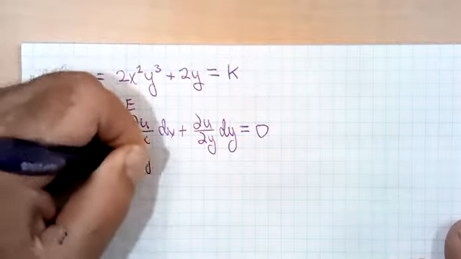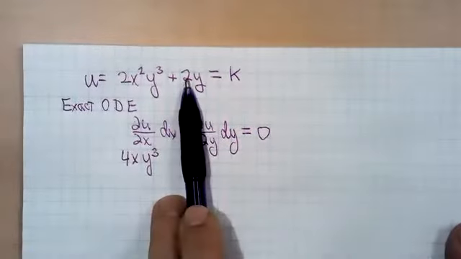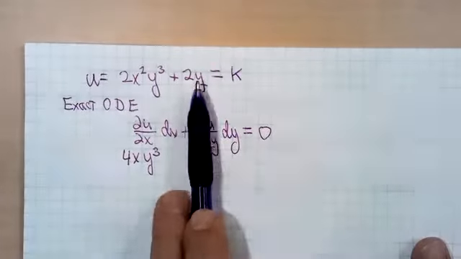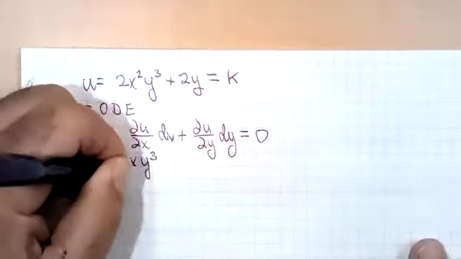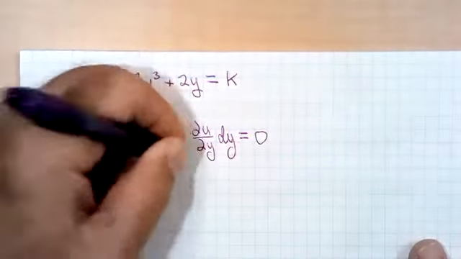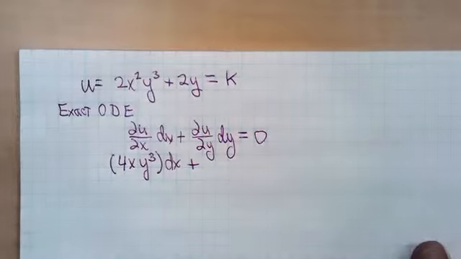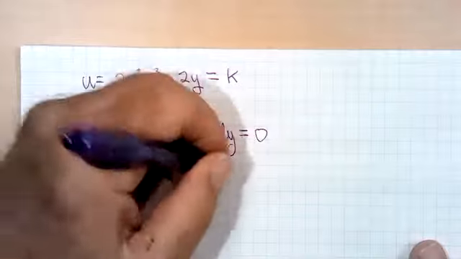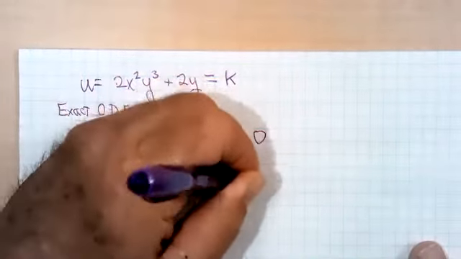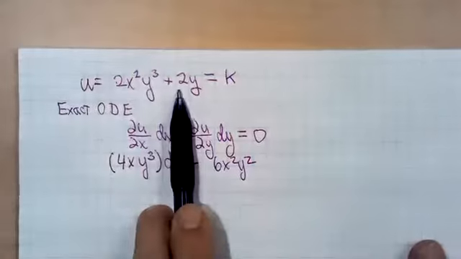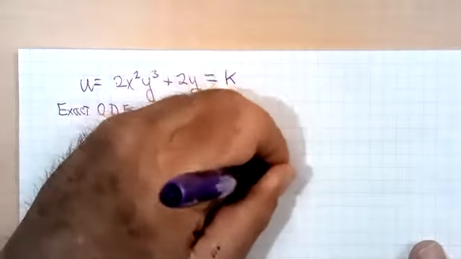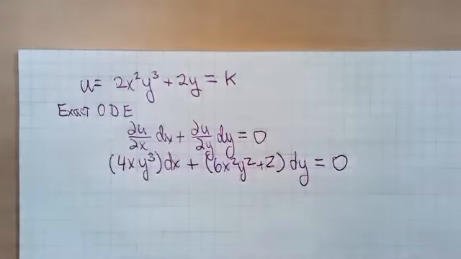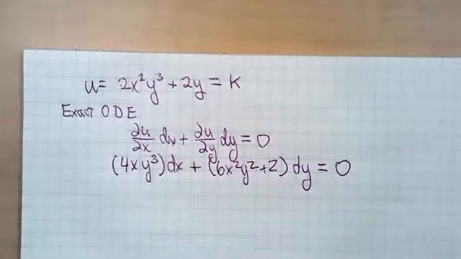4xy cubed, then the partial of 2y with respect to x is just 0, right? Because no x in there. So that's constant with respect to x. So there's the partial with respect to x, dx. You don't really need the parentheses, but partial u with respect to y would be what? 6x squared y squared. And then the partial of 2y is 2, plus 2 dy equals 0. This is an exact differential equation.